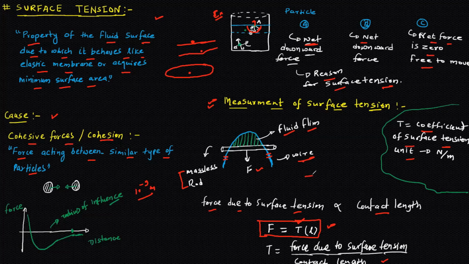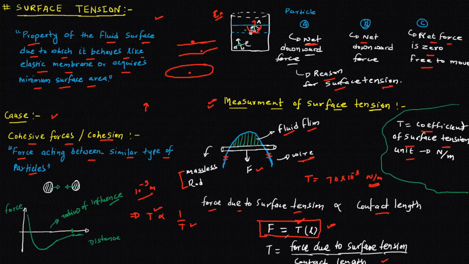Generally for water, the coefficient of surface tension is 70 multiplied by 10 to the power minus 3 Newton per meter. This coefficient of surface tension is a property of the fluid. It depends on the fluid, and it will not change if the fluid's properties are not changed. But if you increase the temperature of the fluid, the coefficient of surface tension will decrease. So the coefficient of surface tension is inversely proportional to temperature.